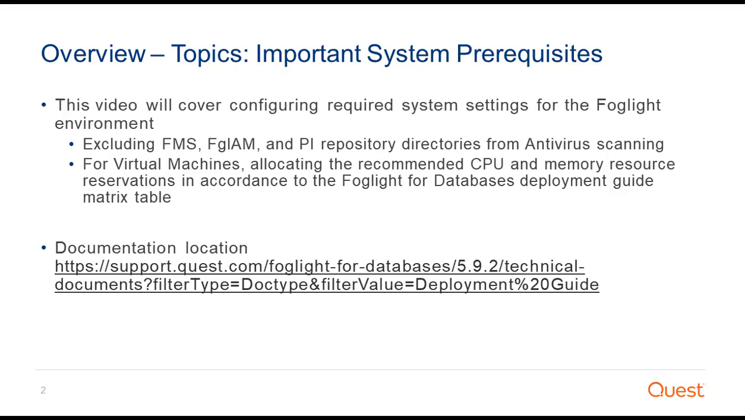These requirements suggest excluding the Foglight Management Server, Foglight Agent Manager, and Performance Investigator repository directories from antivirus scanning. Also, for virtual machines, allocate the recommended CPU and memory resource reservations in accordance with the Foglight for Databases deployment guide. The omission of these recommendations can have serious performance implications within the functionality of the Foglight software and associated database repositories. To review the latest Foglight deployment guide, please visit support.quest.com or copy to provide a direct link to the deployment guide.